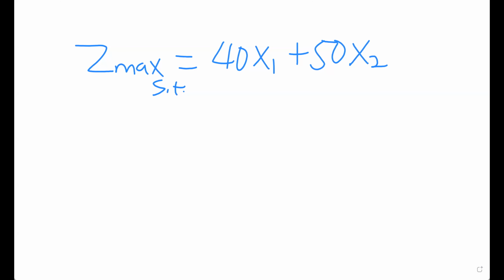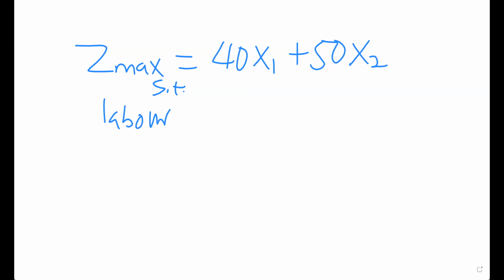So we are optimizing this objective function. Remember, the Z value is a profit and the Z function is the objective function. This is subject to certain constraints. The first constraint is the labor constraint.